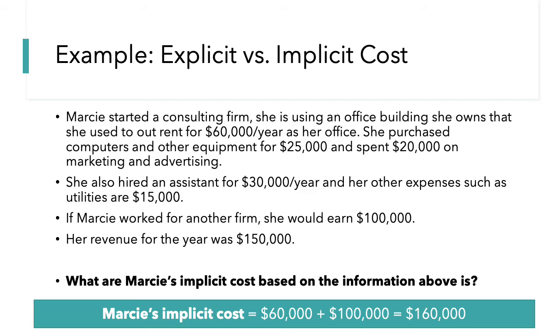This has nothing to do with accounting, right? In accounting, all we're concerned with is the explicit costs, which are $25,000, $20,000, $30,000, $15,000, and we would take the revenue, $150,000, subtract our costs, and we would get accounting profit.